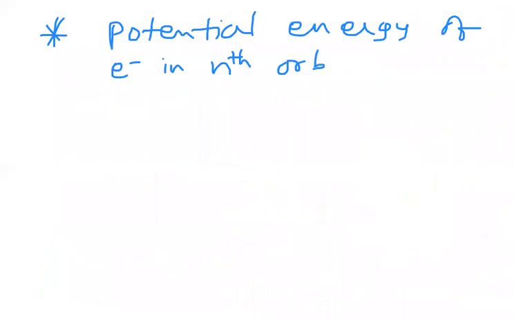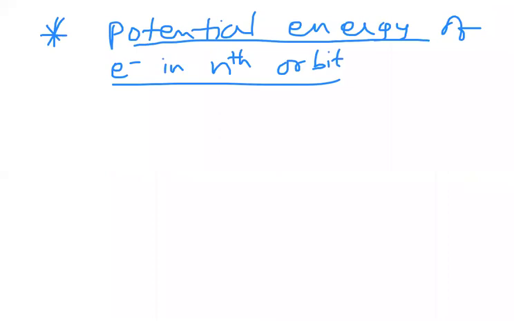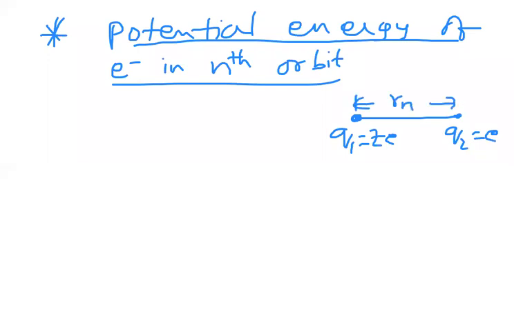Actually, beta, this topic of potential energy we have discussed: the potential energy between two charges. Suppose this is the nucleus. Nucleus charge is Z, and here this is the electron. It is E, and radius of the nth orbit is Rn. Already we know this, but here we are not discussing force, we are discussing potential energy between two charges.